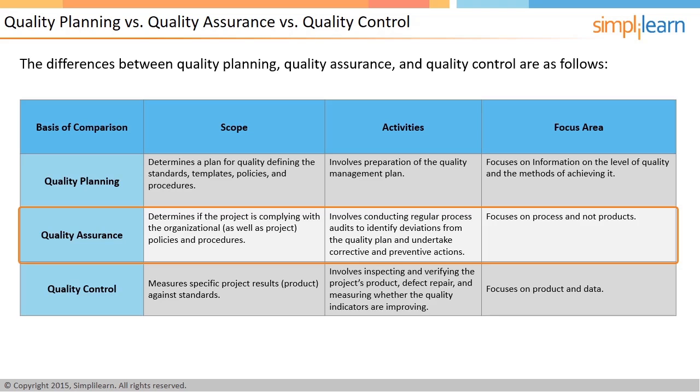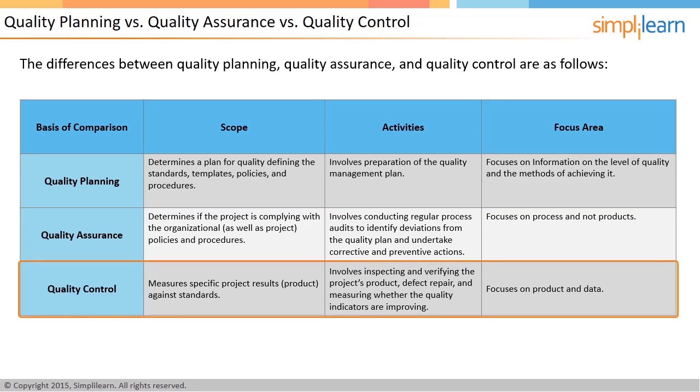Quality assurance focuses on the process, not on specific products. The role of quality control is to measure specific project data or results against standards to inspect and verify the project's product, defect repair, and measure whether quality indicators are improving. Quality control is about the product and data.